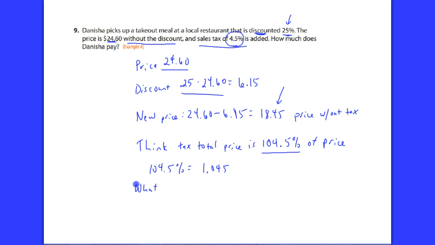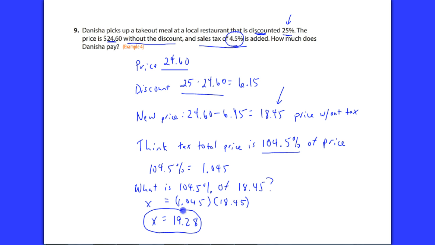$18.45? What is 104.5% of $18.45? Okay, and to do that, x equals 1.045 times 18.45. Multiply those together. That comes out to be $19.28. Now I actually showed you a shortcut way here, and it's a little bit tricky.